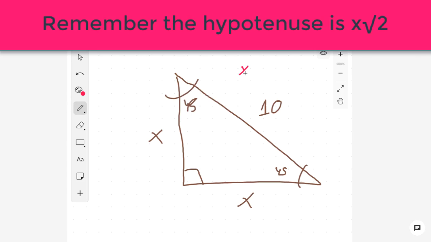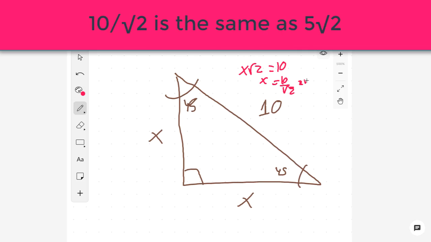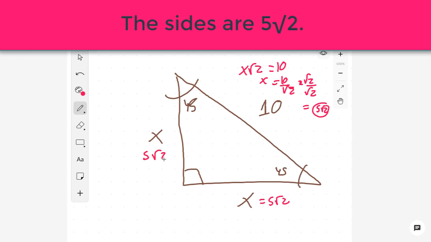Well, remember, x square root of 2, which is the one that belongs to the 90 degrees, is going to be equal to 10. So when you solve for x, that means that you divide by square root of 2, and then when you rationalize, you're going to have 5 square root of 2. So this guy is going to be 5 square root of 2. This guy is going to be 5 square root of 2.